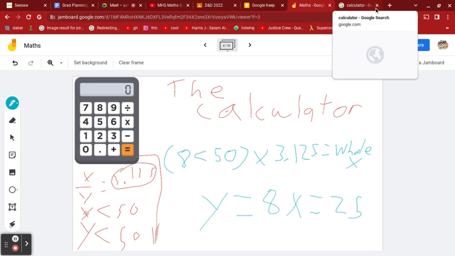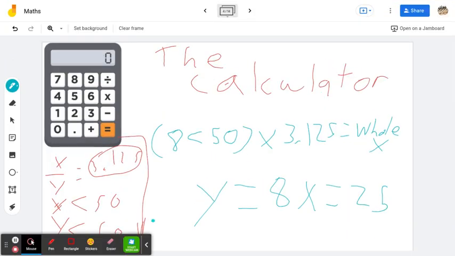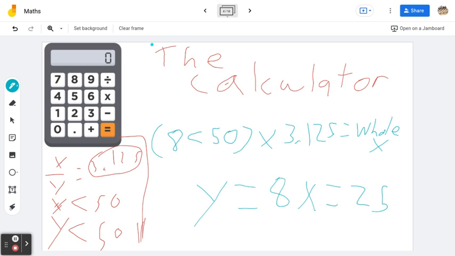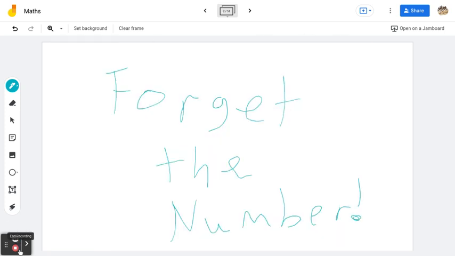We have actually figured out this problem, and it was pretty difficult. We had to do a fair bit of algebra, but there it is. We have the calculator over here, and we've solved the Forgot the Number challenge.